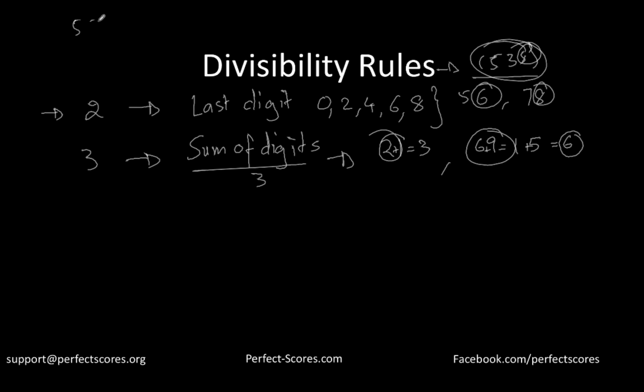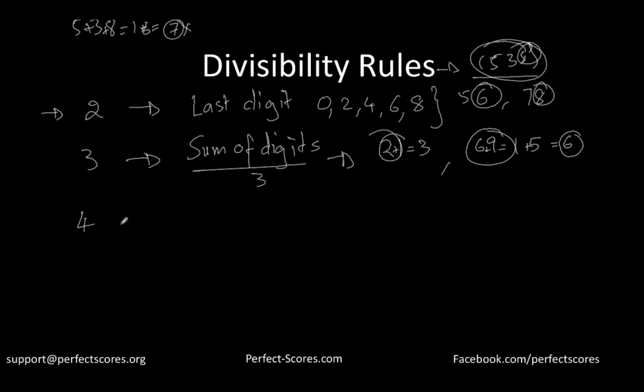Let's talk about 538. What is 5 plus 3 plus 8? That is 16. 1 plus 6, 7. Is 7 divisible by 3? No. 538 is not going to be divisible by 3. So the sum of the digits has to be divisible by 3. Then only are numbers actually going to be divisible by 3.